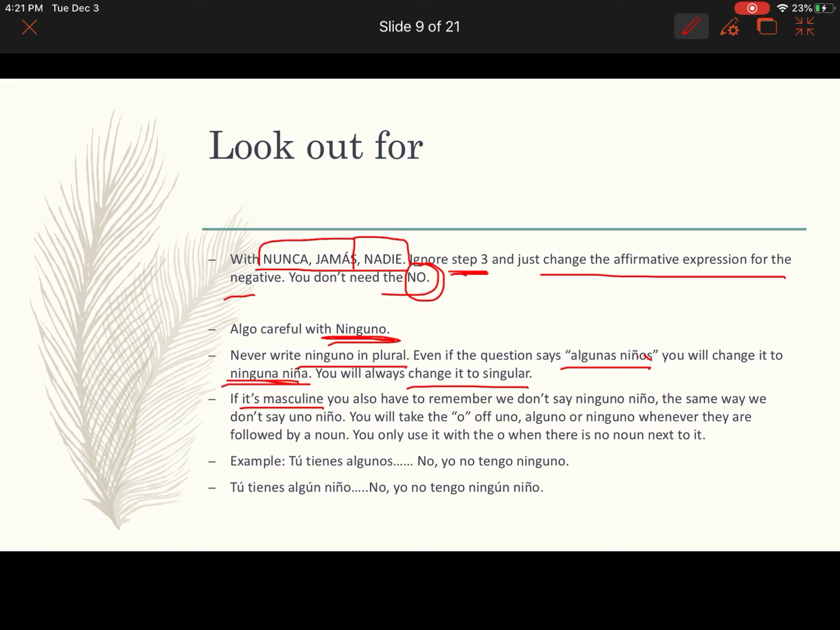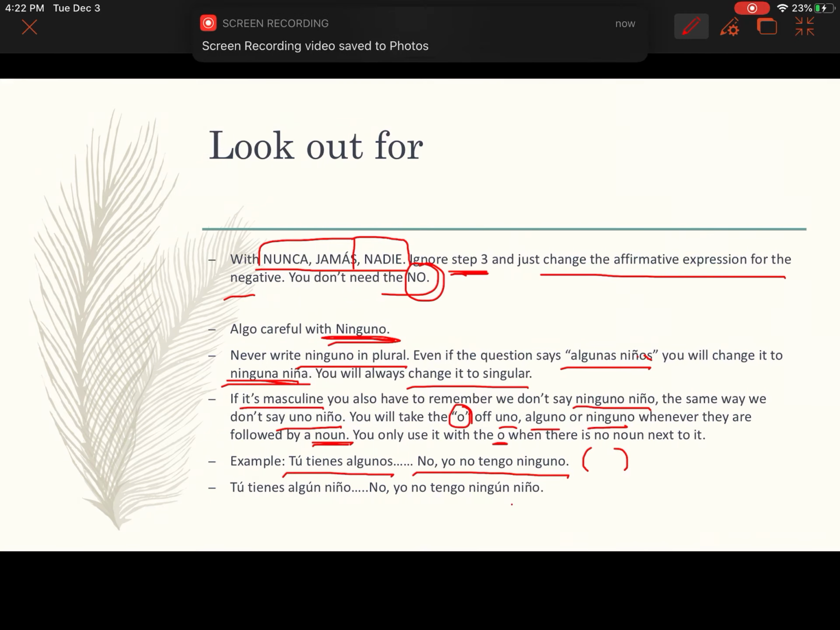Also, if it's masculine, no matter if it's singular or plural, you will also remember that we never say ninguno niño, the same way we don't say uno niño. You always take off the o in uno, alguno, or ninguno whenever they are followed by a noun. You only use it with the o when there is no noun next to it. So for example, if the question was, ¿Tú tienes algunos? Then you could answer, no, yo no tengo ninguno, because there's no noun here. But whenever there's a noun, you have to take that o off.